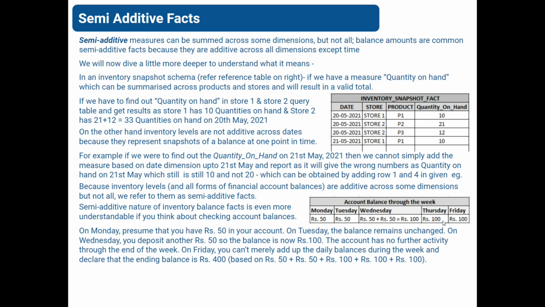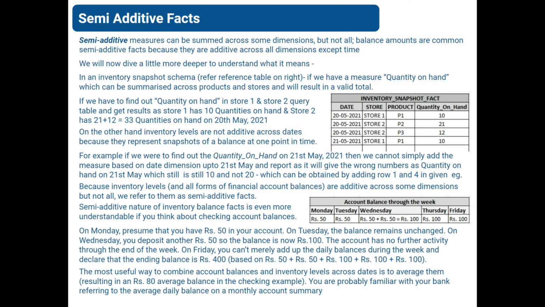On Friday, you can't merely add up the daily balance during the week and say that you have rupees 400 in your account. However, on Friday also you have just 100 rupees. The most useful way to combine account balances and inventory levels across dates is to average them, resulting in an 80 average balance. Why? Because if you see 400 divided by number of time periods, which is 5 days, it will be 80 as an average balance in this checking example.